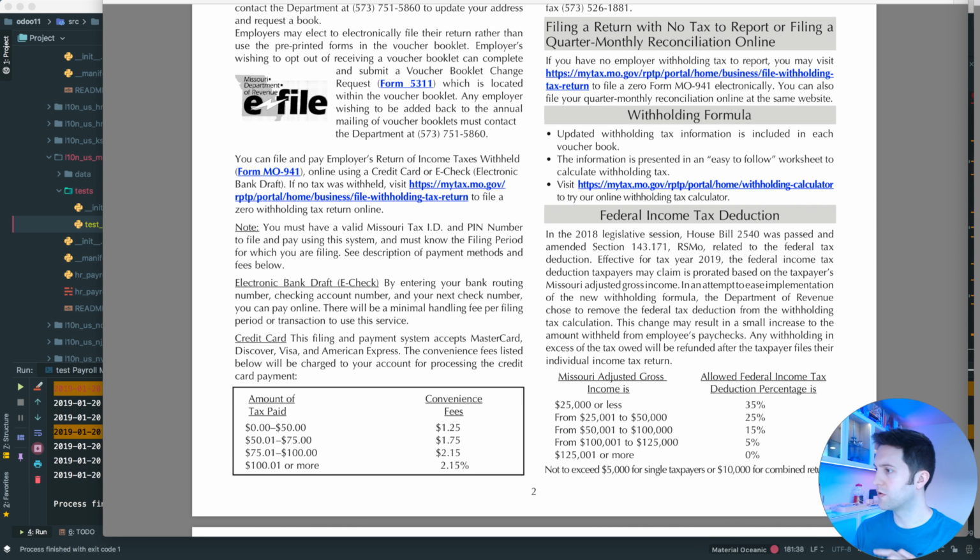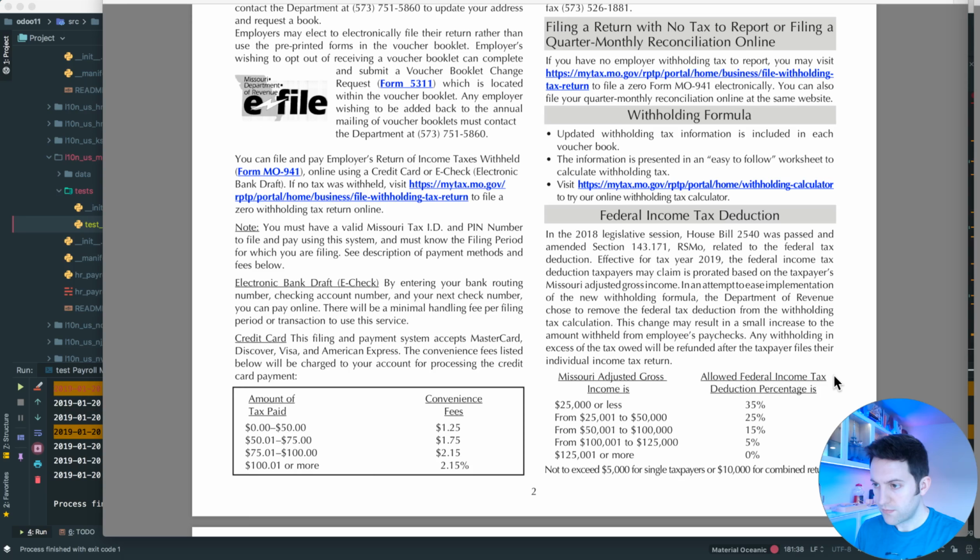It's limited. An individual's federal income tax deduction is limited to $5,000 or $10,000 if combined. In the 2018 legislative session, effective for tax year 2019, federal income tax deduction taxpayers may claim is prorated based on the taxpayer's Missouri Adjusted Gross Income, or AGI. In an attempt to ease implementation of new withholding formula, the Department of Revenue chose to remove the federal tax deduction from the withholding tax. Look at that, they simplified their stuff.